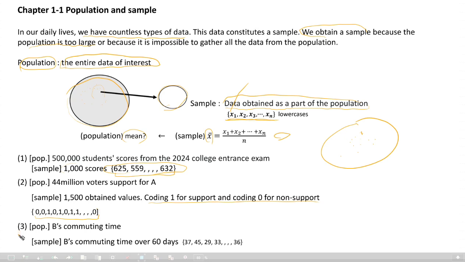And third, population: B's commuting time. Actually, it is impossible to gather all the data. Okay, B's commuting time. Sample: B's commuting time over 60 days. There are 60 real numbers, observed numbers. We say this is a sample. Get it?